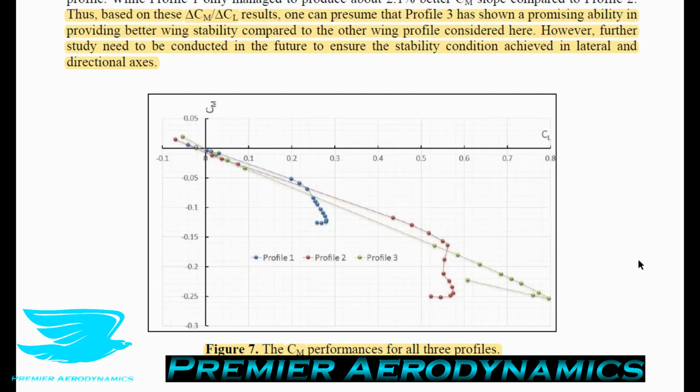That becomes dangerous because now you're reaching the stall angle of attack. So what you want is the higher the angle of attack, the higher lift that you have, the more the nose of your aircraft wants to go down to reduce the lift that you're producing, so that's more stable.